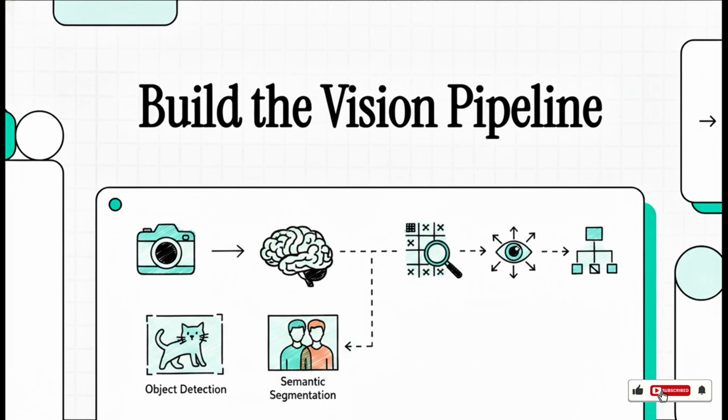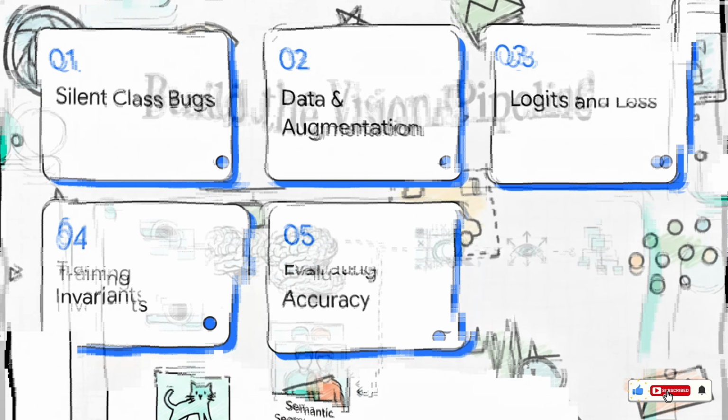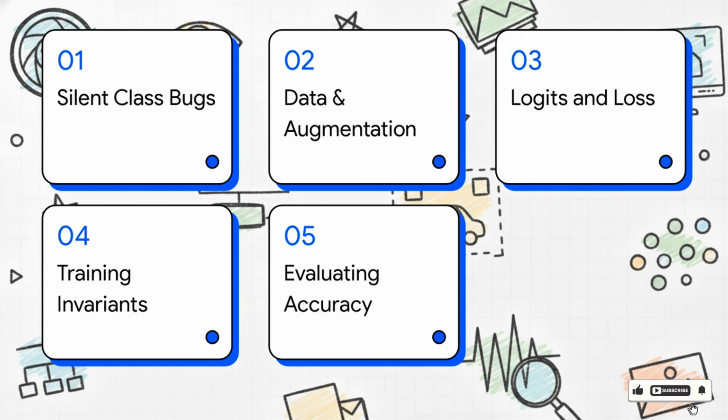So let's dive into how this pipeline is actually built, not just in theory, but in real-world practice. Here is our architectural blueprint for today. First, we'll uncover those sneaky, silent classification bugs. Second, mastering data and augmentation. Third, understanding logits and loss. Fourth, the 5 training invariants. And finally, evaluating beyond just aggregate accuracy.